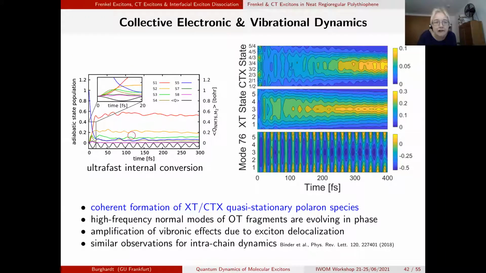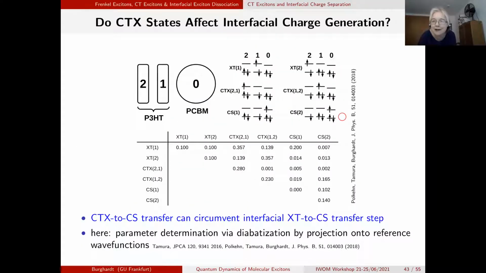Now, same picture here, but in a complementary representation, we have an adiabatic view of things. We see that the initially populated S5 state, the H aggregate, the highest state, decays very rapidly through internal conversion, and we see that the lower states are populated. So it's a relaxation process on this lattice, at 0 temperature, and we're now moving to higher temperatures for these systems.